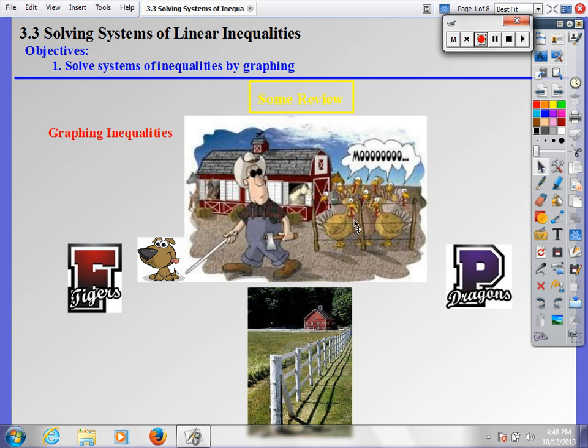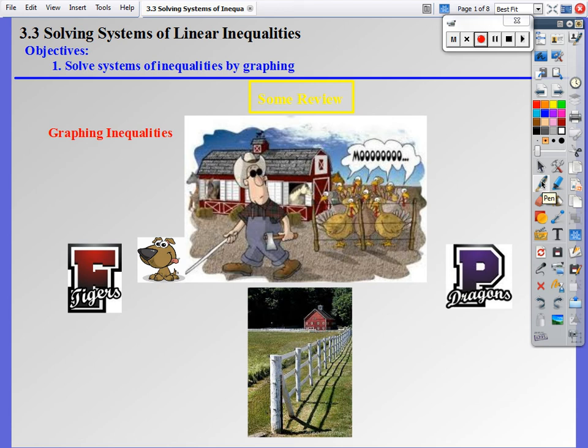Here in 3.3 we're going to look at solving systems of linear inequalities. There's just one objective: to solve systems of inequalities by graphing. Now there's definitely a lot of review here, and if we can get the review down and remember what we've done in the past, it makes this lesson go by pretty quickly actually.